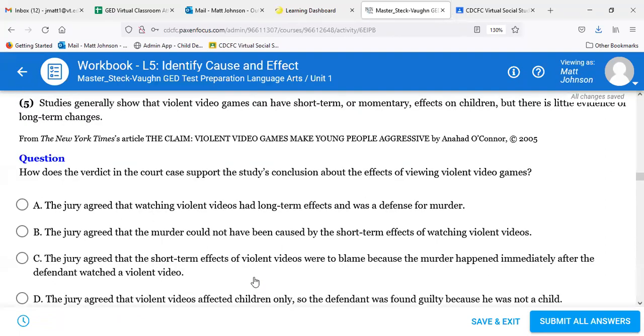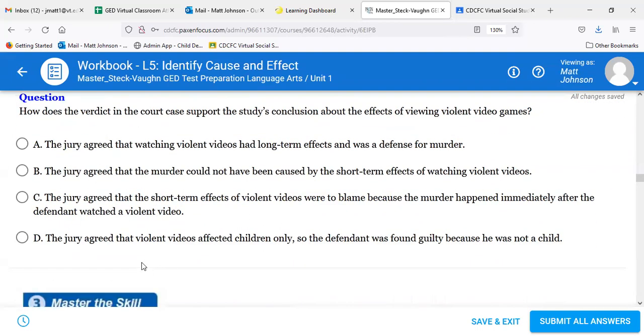And number 5, how does the verdict in the court case support the study's conclusion about the effects of viewing violent video games? So A, the jury agreed that watching violent videos had long-term effects and was a defense for murder. B, the jury agreed that the murder could not have been caused by the short-term effects. C, the jury agreed that the short-term effects of violent video games were to blame because the murder happened immediately after the defendant watched the video. Or D, the jury agreed that violent videos affected children only, so the defendant was found guilty because he was not a child. B. B as in boy, right?